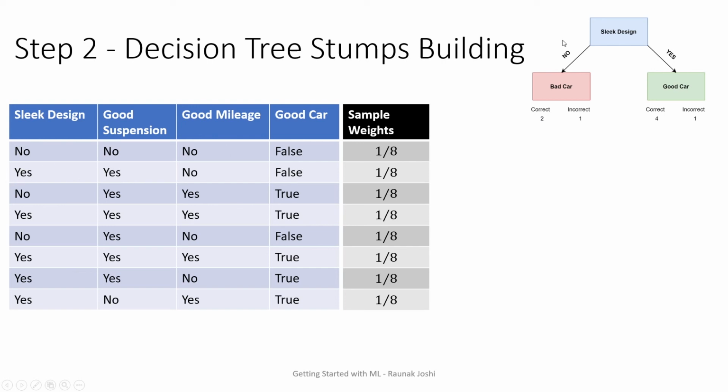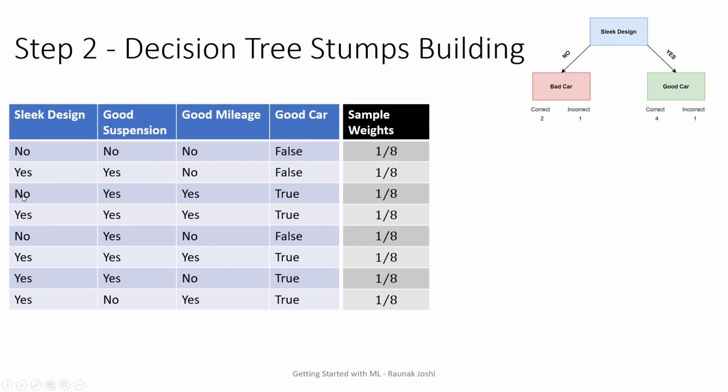So sleek car is yes. It moves to the right side, where we have good car in the green color box that you can see, and it says false. Since the car is sleek and the car is not good, we are going to say incorrect is equal to 1. Similarly, you have to move on with each of the values.